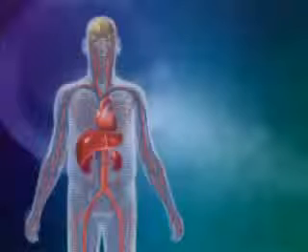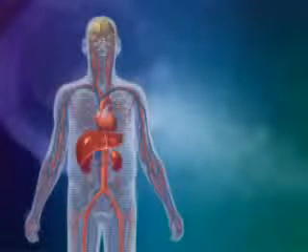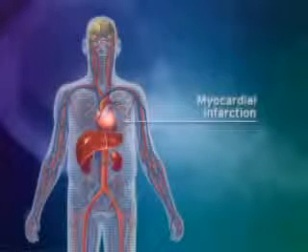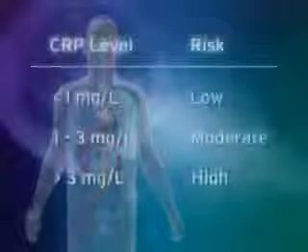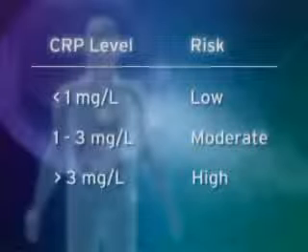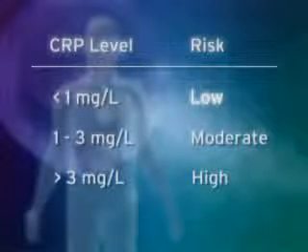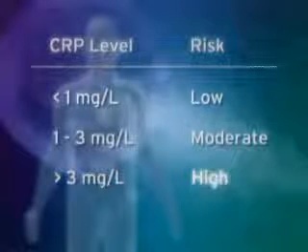Analyses of data from multiple large clinical studies have shown that people with CRP levels only slightly above average have a much greater risk of complications of atherosclerosis, including heart attacks, strokes, or peripheral vascular disease. Indeed, CRP predicts cardiovascular events as well or better than LDL cholesterol. Recent guidelines have established CRP cut points that define the degree of risk for future cardiovascular events. Less than 1, low risk. 1 to 3, moderate, and greater than 3 milligrams per liter, high risk.